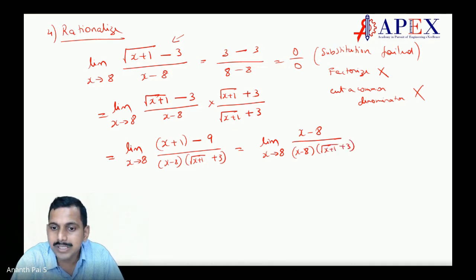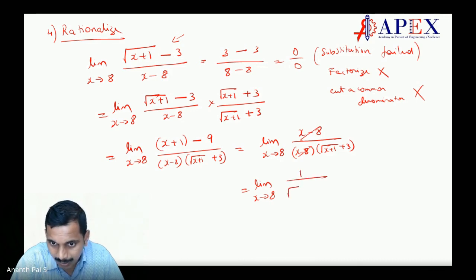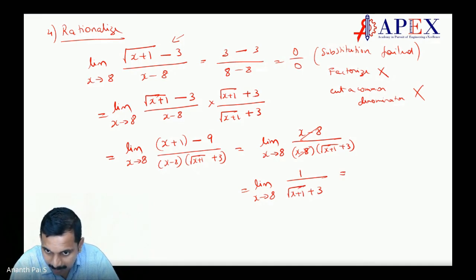Now you will see x minus 8 gets cancelled. You can write limit x tending to 8 of 1 by square root of x plus 1 plus 3, and the answer you get: square root of 8 plus 1 is 9, the root is 3, so you will get 1 by 6. Make sense?